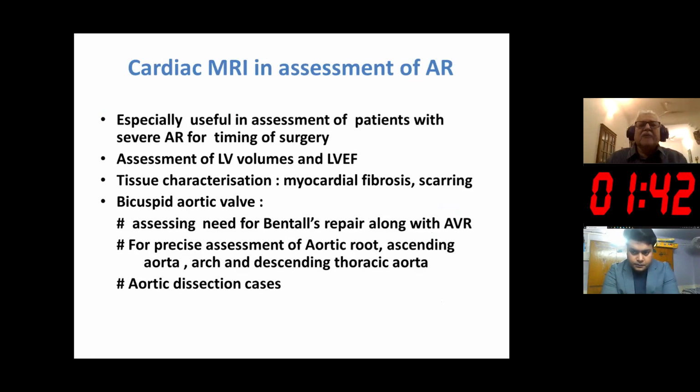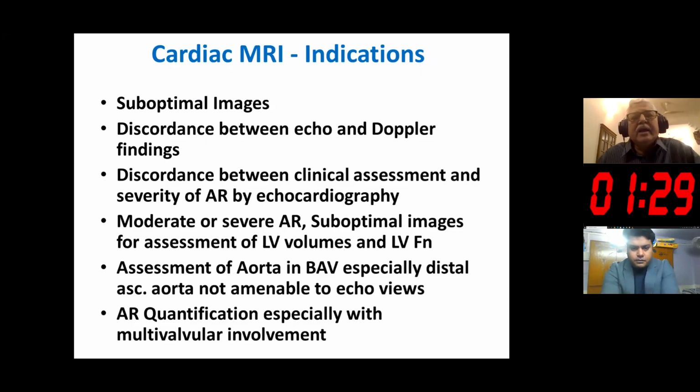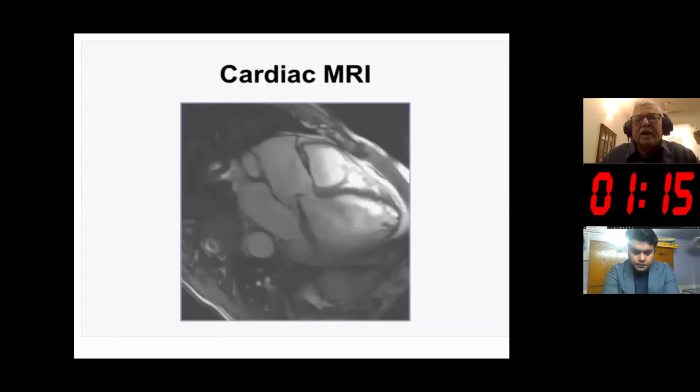Cardiac MRI has come into increasing use in the assessment of aortic regurgitation. It's especially useful in assessing myocardial fibrosis and the need for Bentall in patients with bicuspid aortic valve. The current indications for cardiac MRI include suboptimal images, when there is a discordance between echo and Doppler findings, and when there's a discordance between clinical and severity of AR. So there are various indications, but these are all constantly evolving. There are no hard and fast rules.